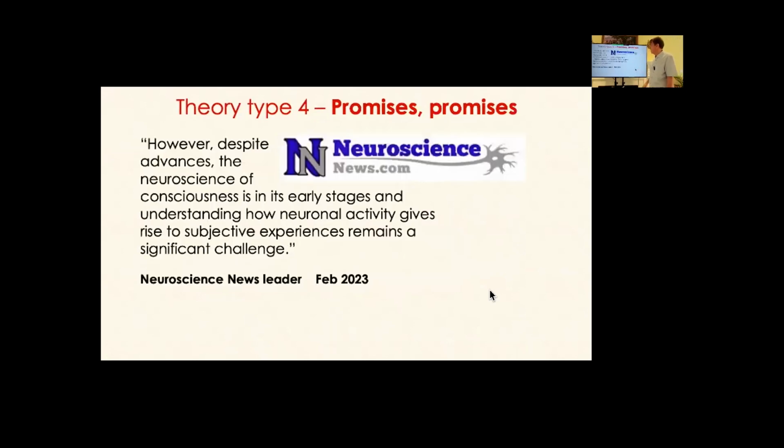This promise appears in a very recent leader in the neuroscience news. "However, despite advances, the neuroscience of consciousness is in its early stages, and understanding how neuronal activity gives rise to subjective experiences remains a significant challenge." This is basically the disclaimer that now comes. Yeah, we're talking about everything else around the brain, everything else regarding conscious experience, but we're not dealing with this.